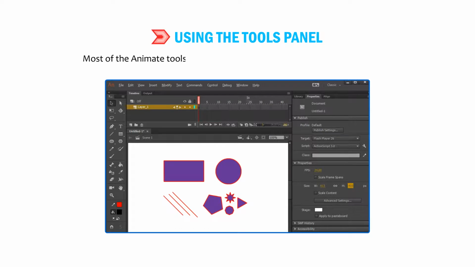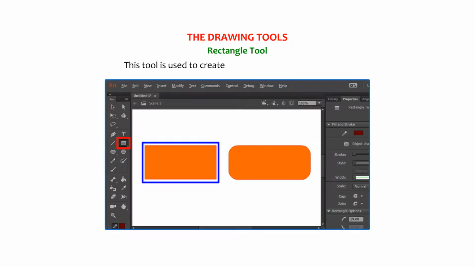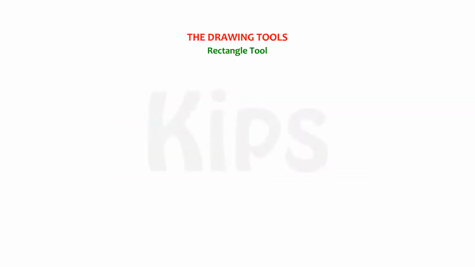Most of the ANIMATE tools work similar to the tools present in Microsoft Paint. Students, let us know more. You can also select the stroke color and fill color from the color section of the tools panel. Okay, we will discuss about the drawing tools. Rectangle tool. This tool is used to create square and rectangular shapes. This tool has an option which can be set to draw a rounded rectangle.